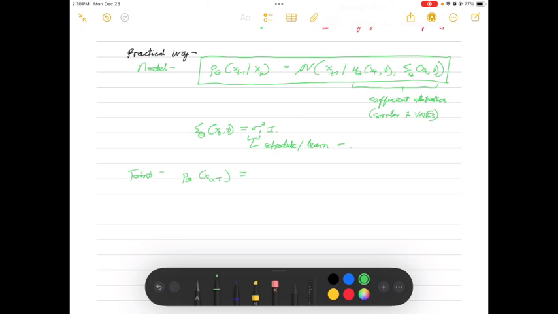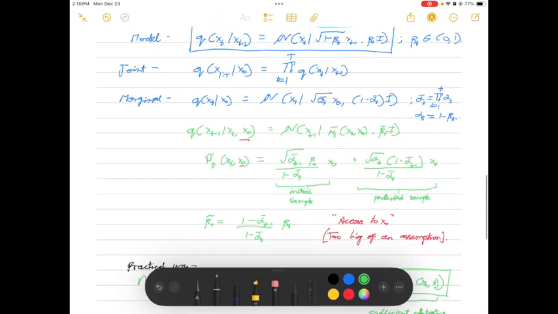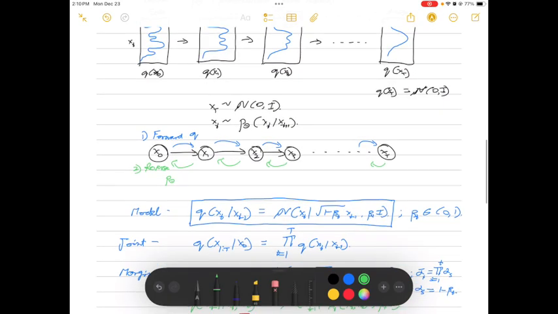distribution p theta, this parameterization p theta, is given as: we start from the initial noisy distribution p of x_T. Then for T time steps we move backward in the chain from capital T to capital T minus 1 to capital T minus 2 and so on. And then we multiply the individual distributions to arrive at the final product.